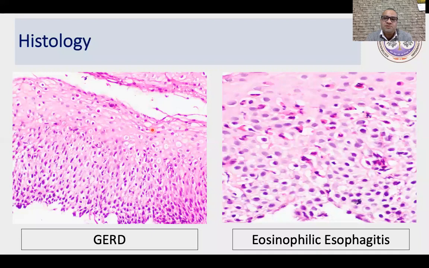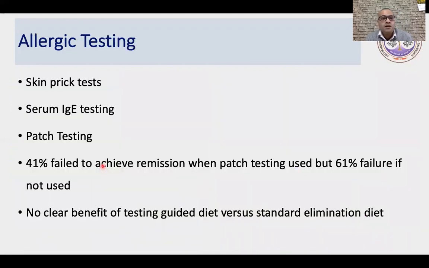Now these are just representative images of eosinophilic esophagitis here, a large number of eosinophils, and a very small number of occasional eosinophils in reflux disease. Now, coming to allergic testing, although many people perform allergic testing, including skin prick tests and serum IgE testing, as of today there is no clear evidence of benefit of this approach in management of these patients, because there is no data to suggest that there is any additional benefit of a diet which is based on testing vis-a-vis the standard elimination diet.